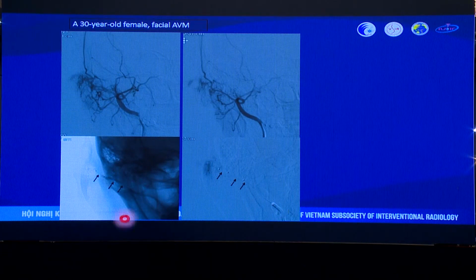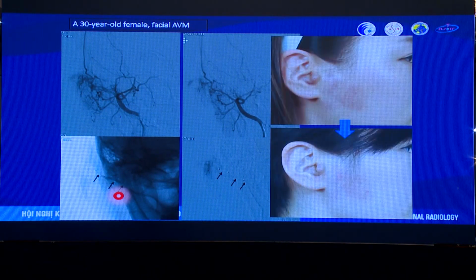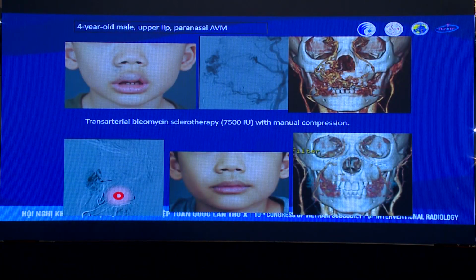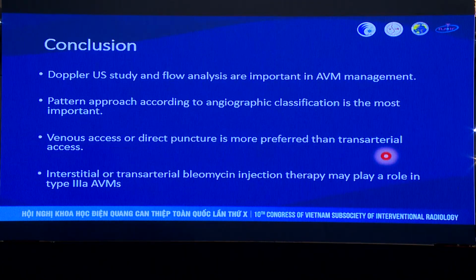You can see we can use a balloon catheter to decrease the inflow of the AVM with an infusion of more than 40 minutes. And this patient has a paranasal and upper lip AVM. With direct compression, we can slow down the flow, and we infuse the bleomycin transarterially. The lesion disappeared in this patient.